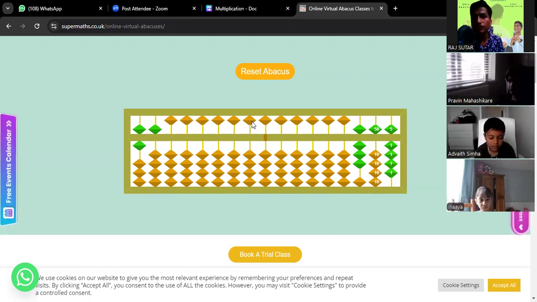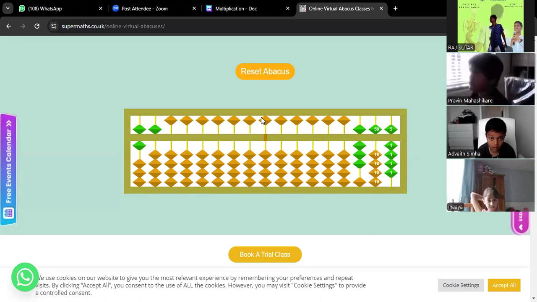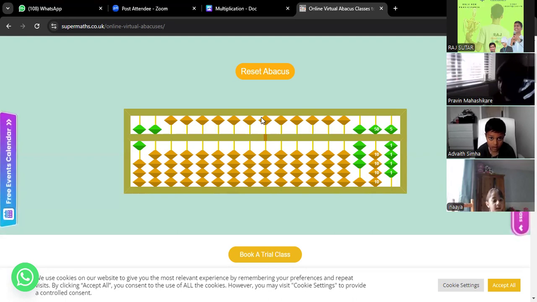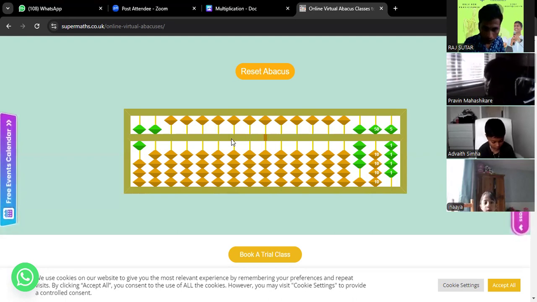Who will tell me, 3-digit multiplied by 2-digit, on which rod we should write the answer? Fifth rod. Fantastic. On the fifth rod, we will write the answer. Okay, children, so this is 1, 2, 3, 4, 5. This is the fifth rod.